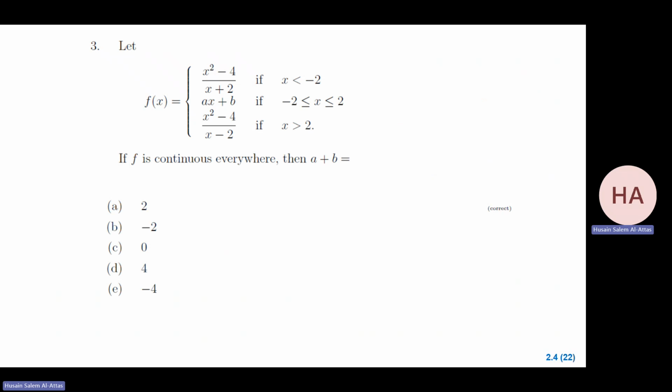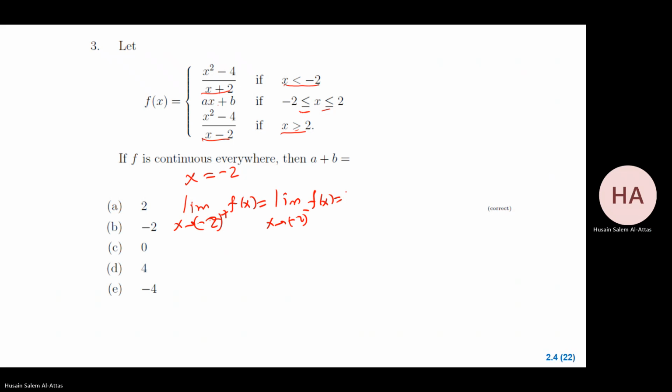If it's continuous everywhere, then what is a plus b? Look at this. I have no problem. And this one also has no problem since I don't have the equality. Equality I have it here, which is easy. So I check x equal minus 2, from right should equal from left, should equal f at minus 2. From right, I am here. Just substitute. You have minus 2a plus b.